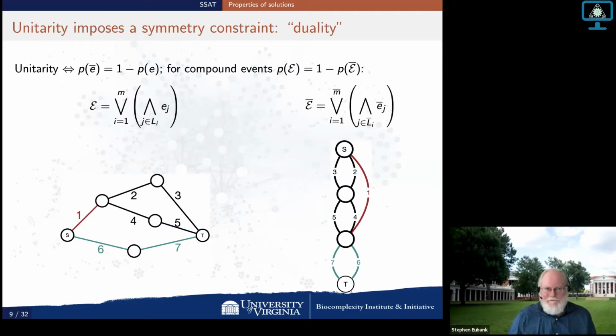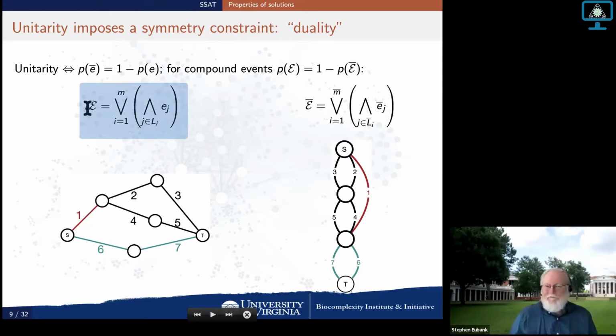Unitarity, not too surprisingly, imposes a symmetry constraint, which has the consequence of what you would call a duality relationship. So unitarity gives you duality, oddly enough. What do I mean there? The probability of an event not happening and the probability of it happening have to sum to 1, so you get this relationship between them. This holds for compound events as well as the basic events. So the probability that the expression is true is 1 minus the probability that it's false.